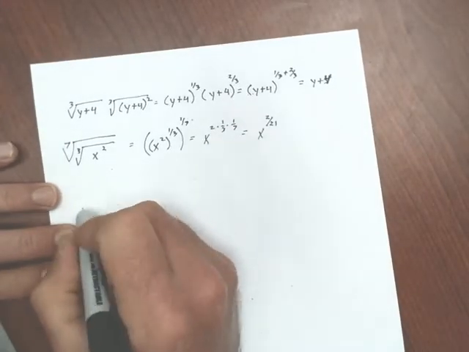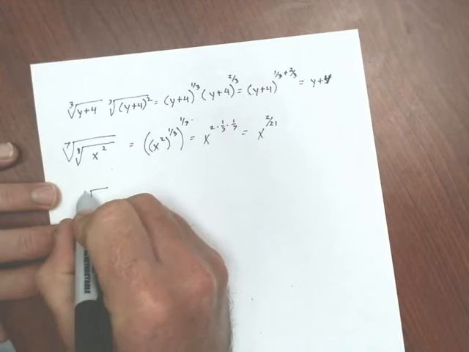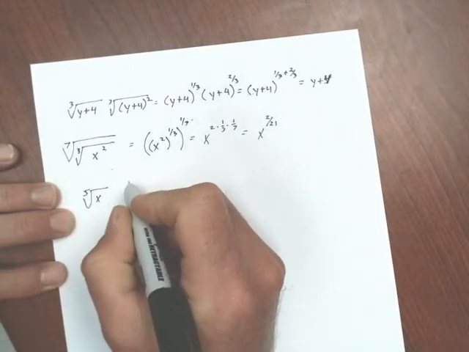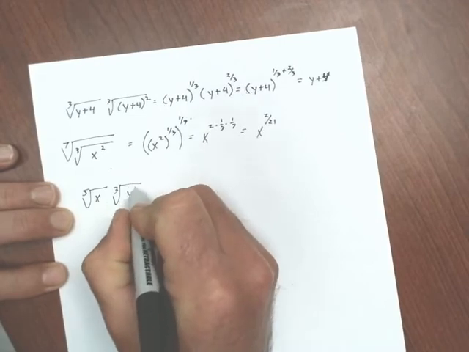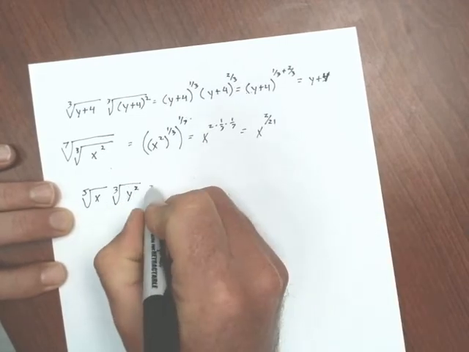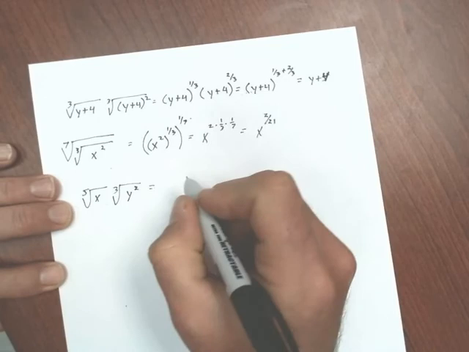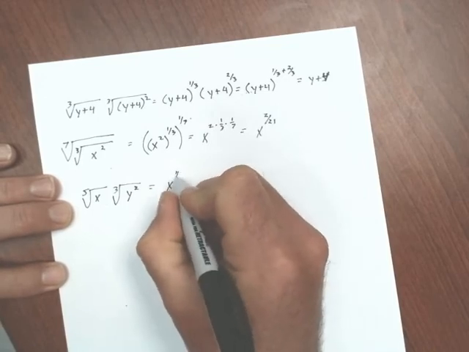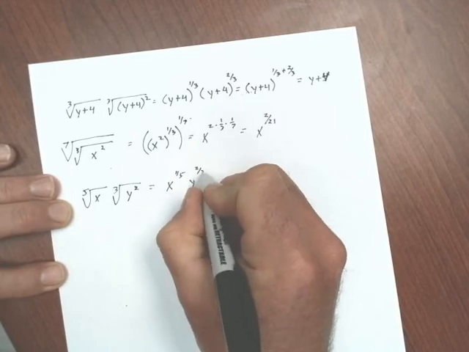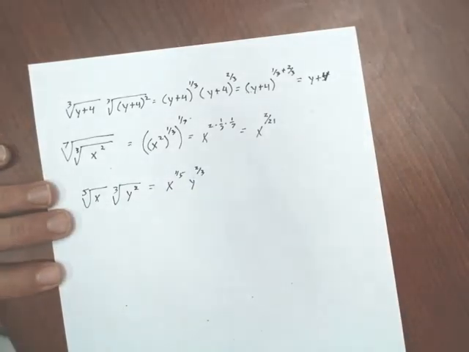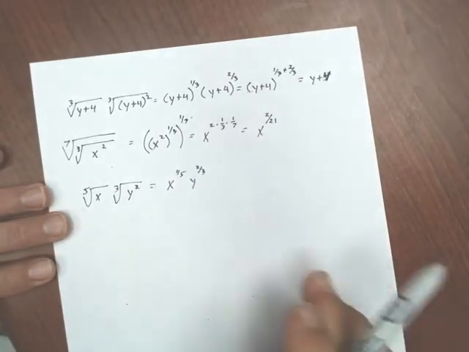Let's see, what about the 5th root of x times the cube root of y squared? Well, using our rules of exponents, that's x to the 1/5 times y to the 2/3. And can we do anything else with this? No. That's as far as we can go with that.